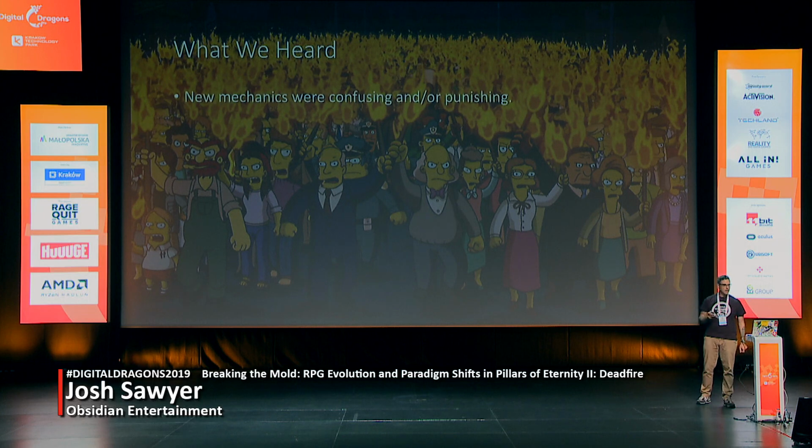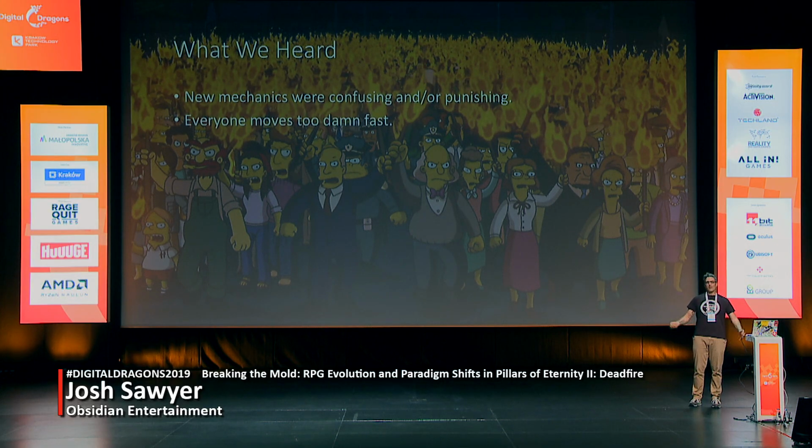So what we heard in the backer beta was that a lot of the new mechanics were confusing or punishing. We did get great feedback on that. We made a lot of good changes based on player feedback. One of the big things is that everyone just moved way too fast. This was also a criticism in Pillars 1 that I didn't really heed as well as I should have.